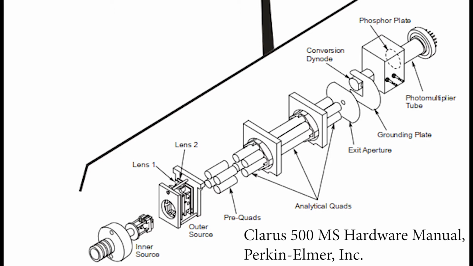The ions are then going to be pushed into, you see they've got it labeled as outer source. And look closely, they have lens 1 and lens 2. We are not in the mass analyzer yet. Those lenses are electrostatic lenses. They're not lenses like glasses.